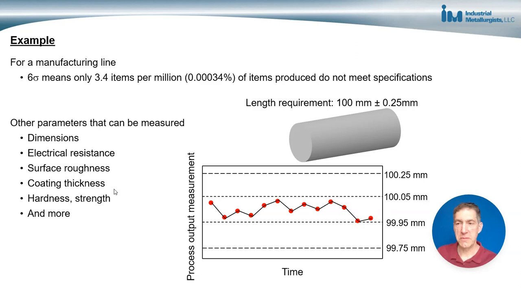There are other parameters that can be measured. Besides dimensions, we can also measure electrical resistance, surface roughness, coating thickness, metal hardness or plastic hardness or strength, and many others. We just have to decide for any particular manufacturing line what the important properties or attributes are that we want to measure, and then go ahead and measure those things.